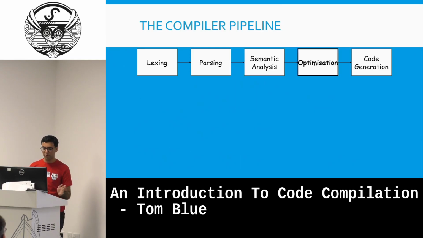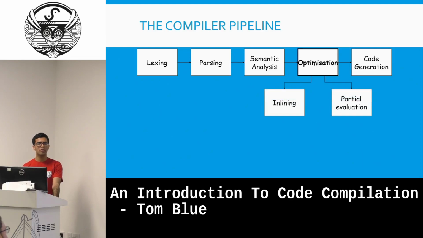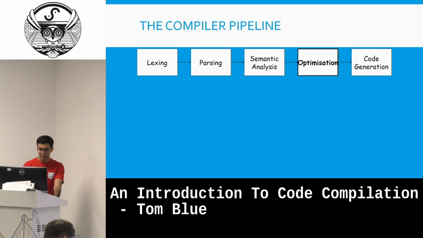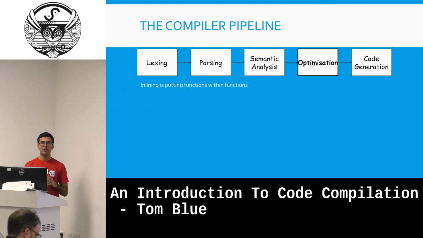And so then moving on to optimization. Again, optimization is a huge topic and it could also be its own talk. But there's two optimizations which make up the vast majority of performance gains when compiling code. That's inlining and partial evaluation. Inlining is the process of putting functions within functions. When you call a function, it's quite an expensive operation for a CPU to do.